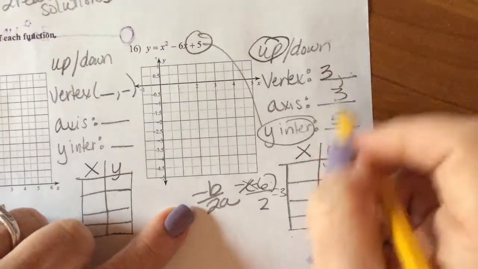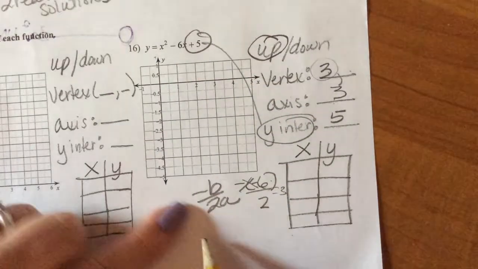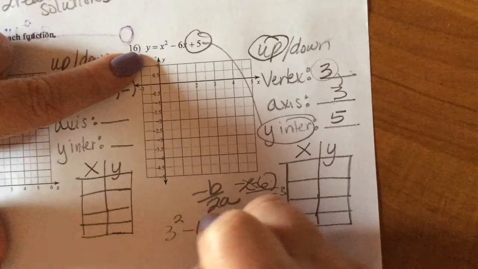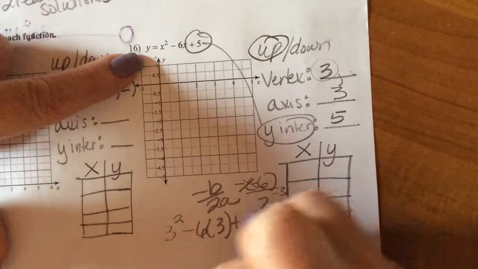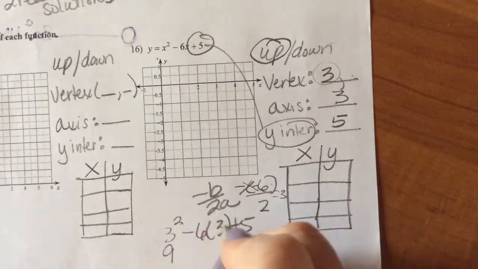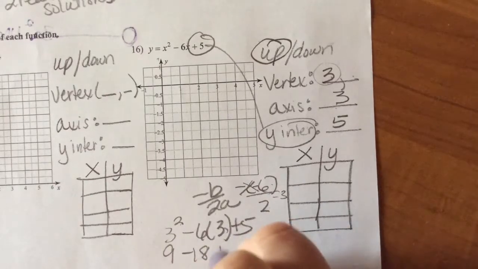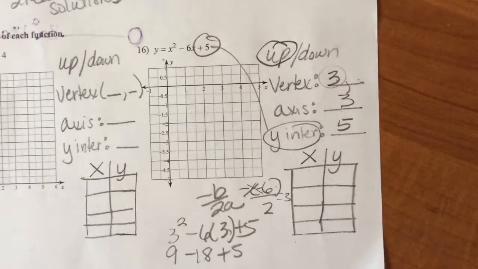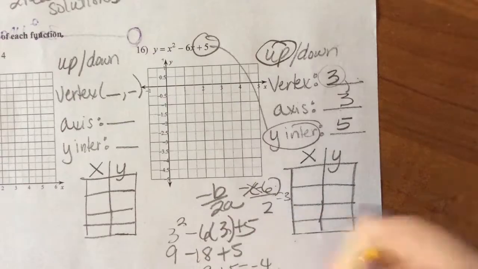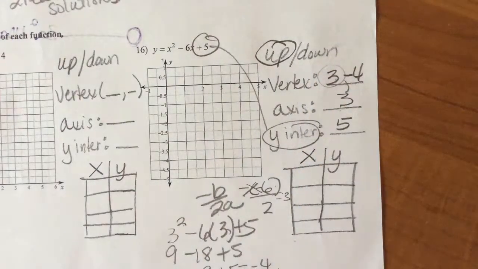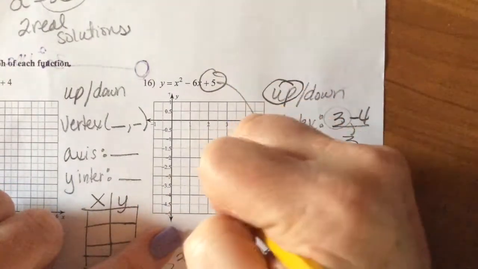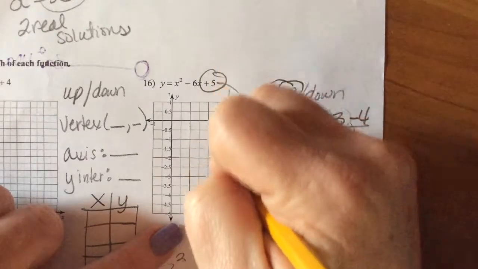To find y for your vertex, plug in this 3 into your equation. So wherever there's an x, 3. So 3 squared minus 6 times 3 plus 5. So then 3 times 3 is 9 minus 18 plus 5. So 9 minus 18 is a negative 9 plus 5. So that means it's a negative 4. So my y in this case is a negative 4. So now begin graphing. So 3, negative 4. There's my vertex. That means this is my axis of symmetry.